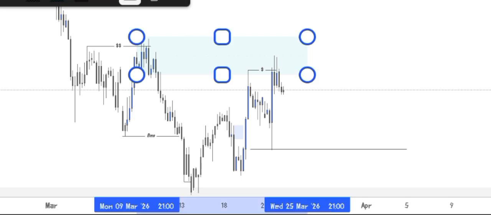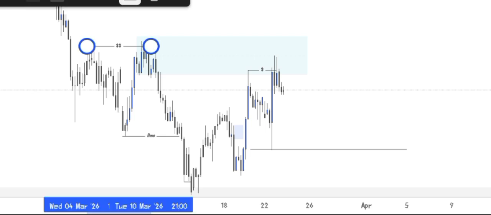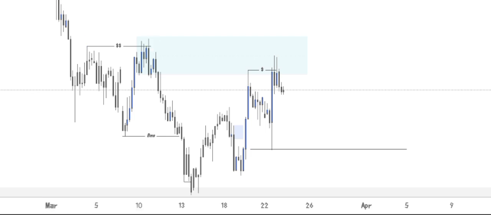So price is actually on our demand zone. It is also an institutional zone because it took liquidity from here before coming down. So price has actually mitigated that zone.